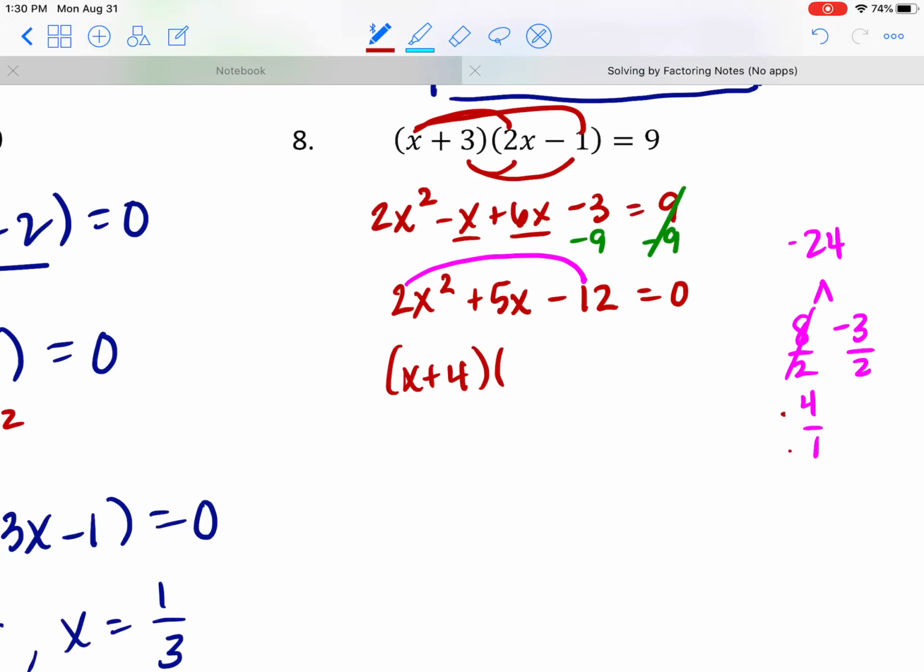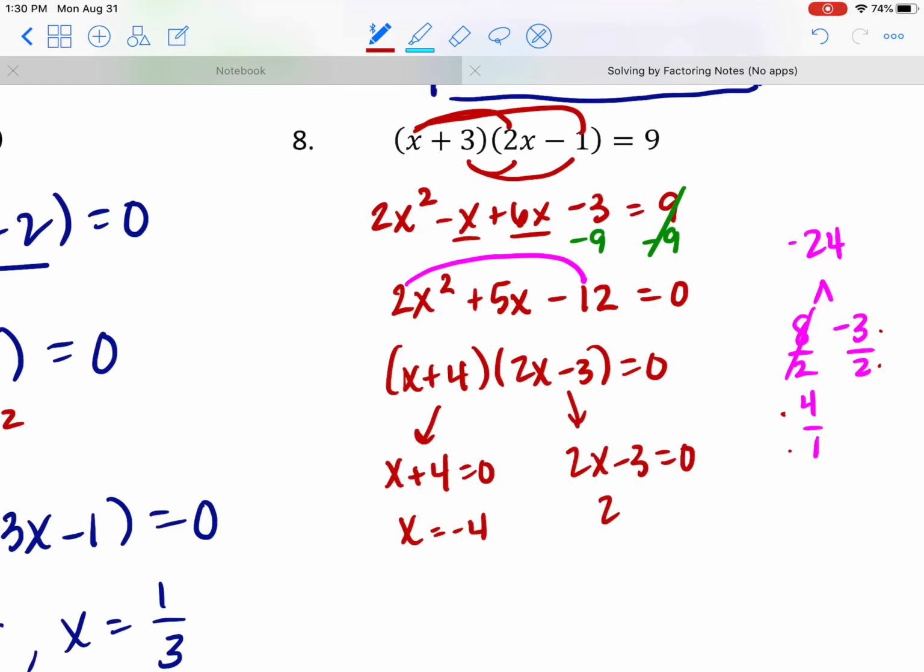And then this is going to give us a 2x minus 3. And so what's going to make x plus 4 equal 0? It's going to be a negative 4, like I said earlier. And what's going to make 2x minus 3 equal 0? Well, if you add the 3 and divide by the 2, then 3/2 is your other solution. So again, x equals negative 4, and x equals 3/2.